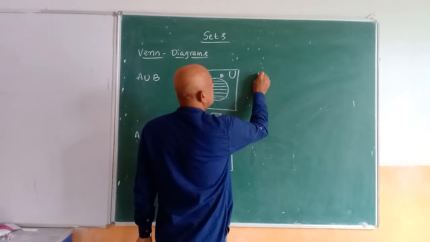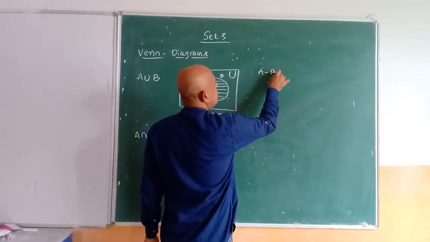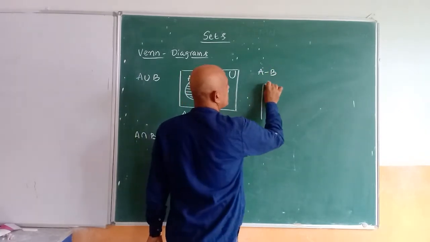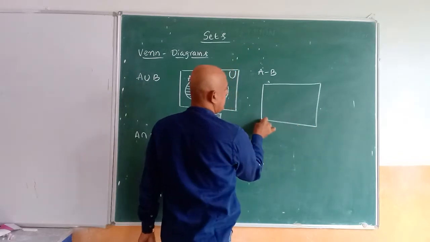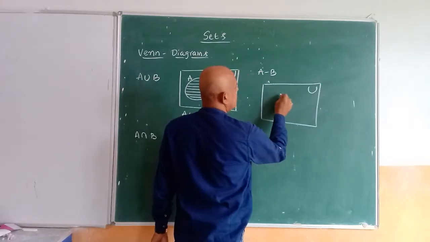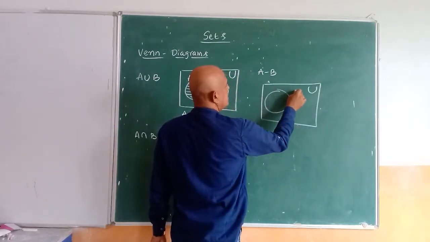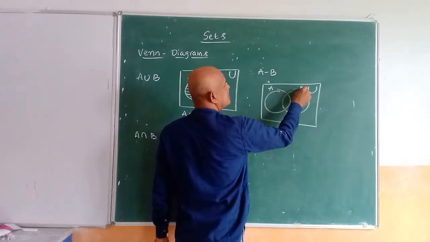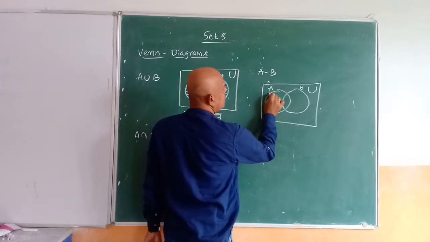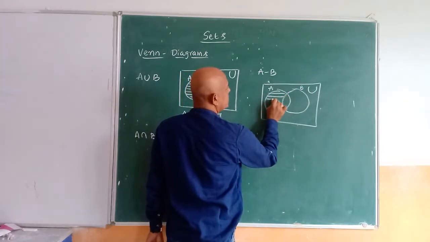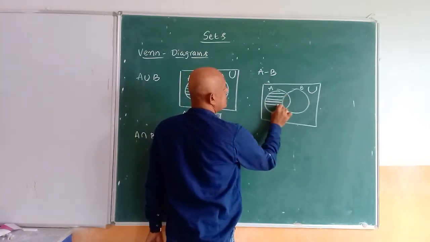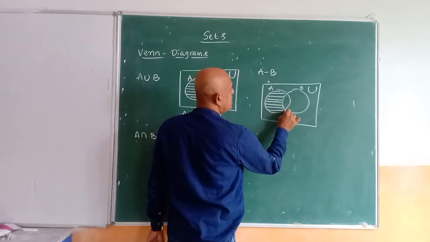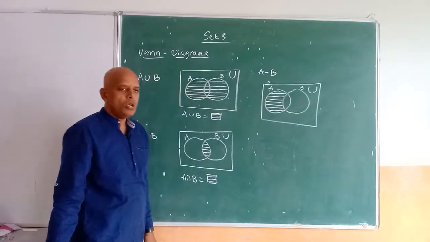Let us go for A minus B, the difference of two sets. Once again, the universal set, a rectangle, and this is A and this is set B. A minus B can be represented only by this part. A minus B is nothing but only the elements which belong to A.